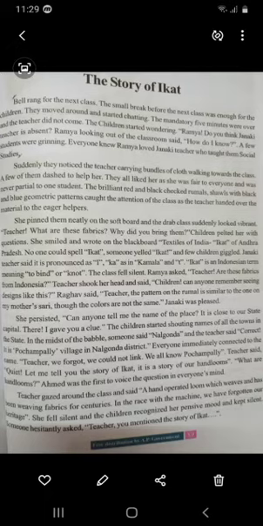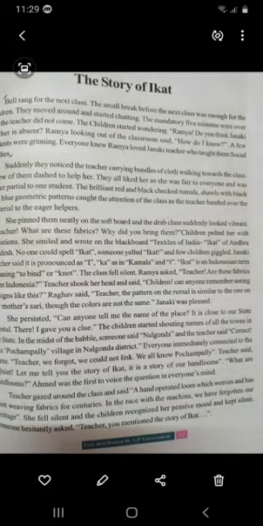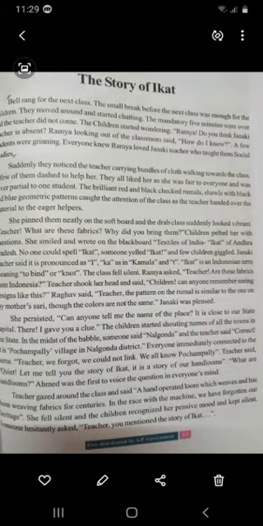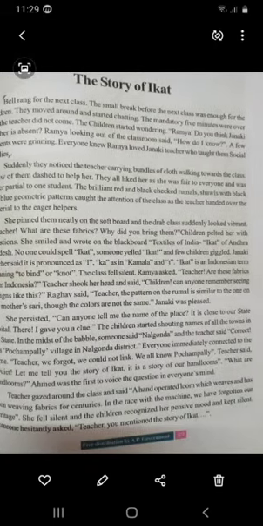Now the teacher, Janaki teacher, said it is pronounced as I, K as in Kamala, and T.